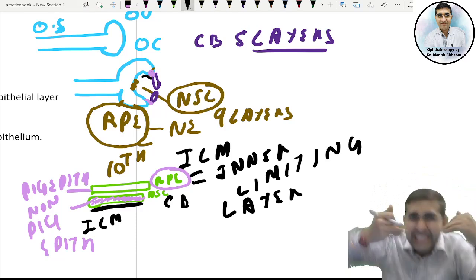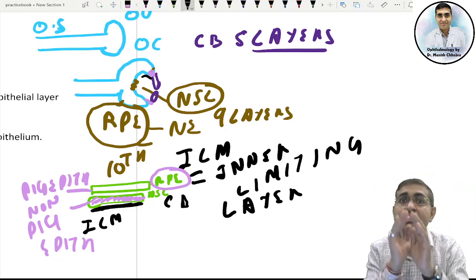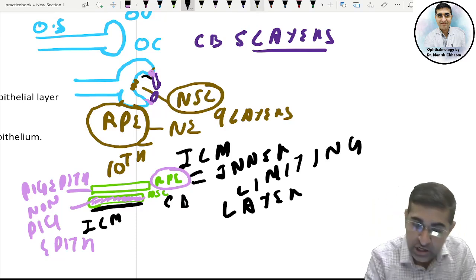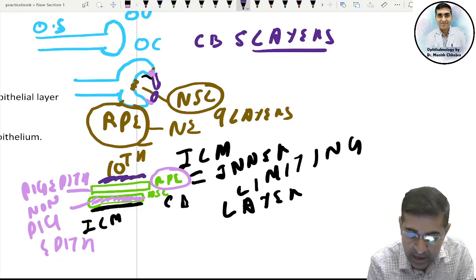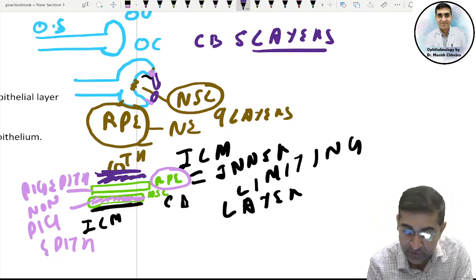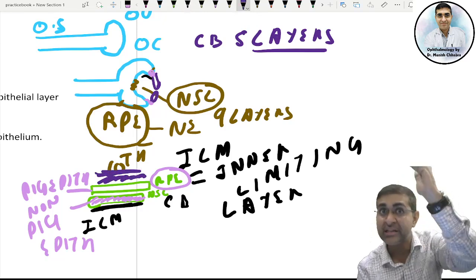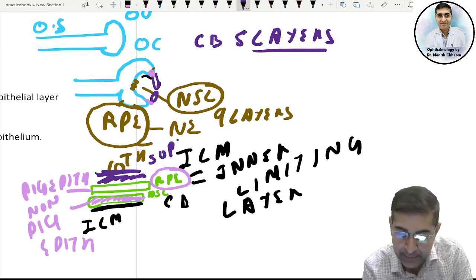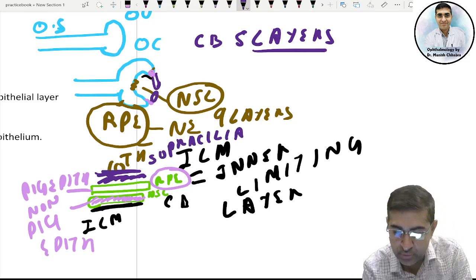Then of course, any structure in the body has a stroma, and any structure in the body has an outer wall. So then there will be stroma, and then ultimately there will be the first layer. I told you the layers from outside. So the first layer will be the supraciliary lamina. I hope it is understandable.